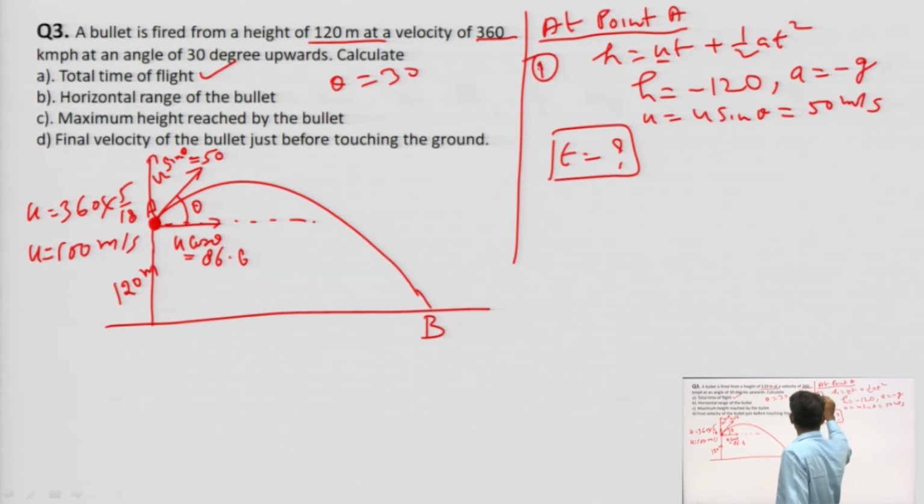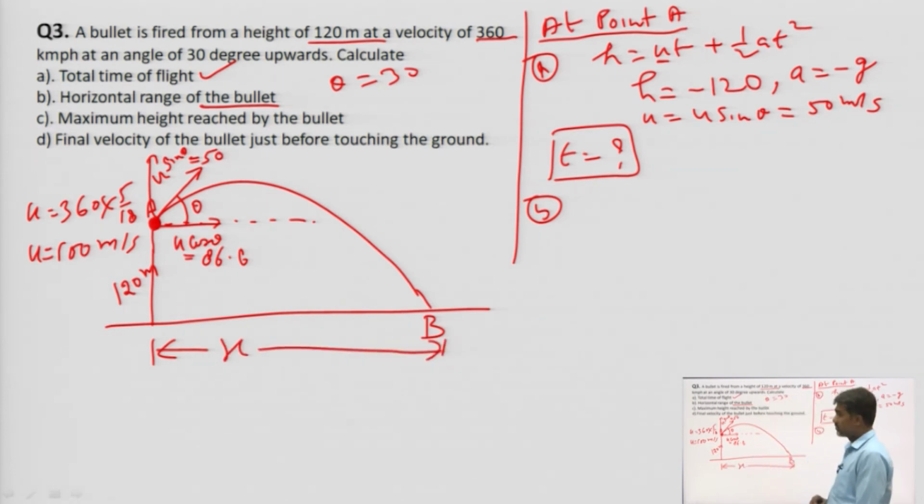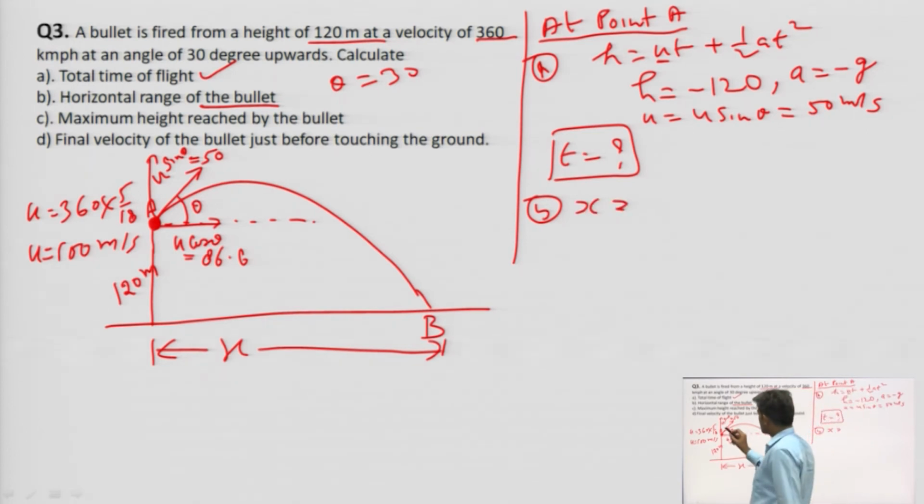Second part, part B: horizontal range of the bullet. Means we need to calculate this one distance. So, what will be that value? Since the time to reach this bullet from A to B is t, then the same time will be taken to reach the ground from A in the vertical direction.